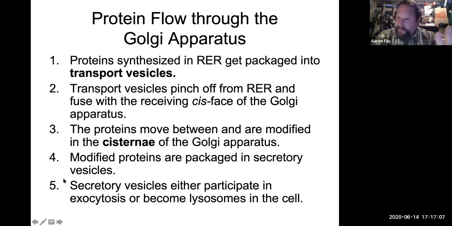Right, and that's basically what these next few slides describe, what I just talked about. Protein synthesized in the rough ER gets packaged into vesicles. Vesicles bud off from the ER and go to the cis face. They move through the various cisternae of the Golgi. Once they get to the trans face, they're packaged into other vesicles and sent to wherever they need to go.